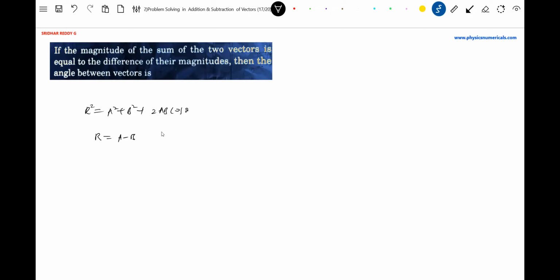Magnitude of the sum of two vectors is equal. Sum of two vectors means he's asking the vector sum. What is our vector sum? Then again, it is equal to the difference of their magnitudes. Here not A bar minus B bar, but A minus B. I think this is not a vector addition, it's a scalar subtraction here. This is a vector addition.